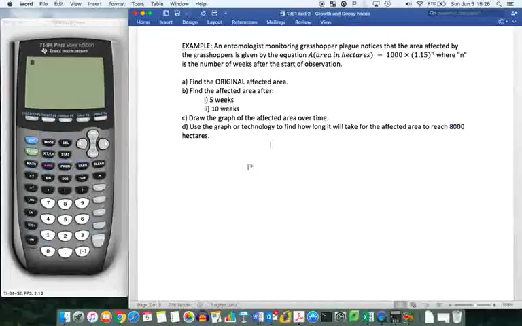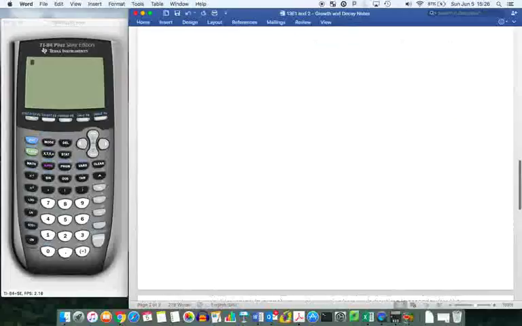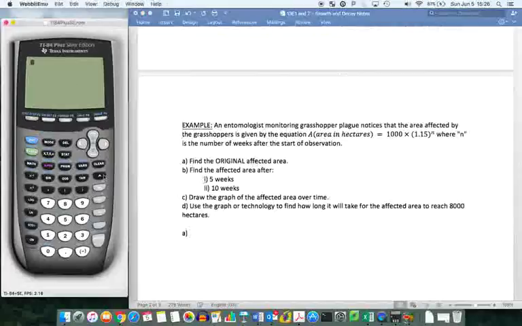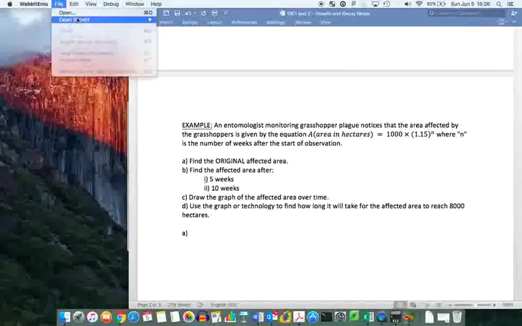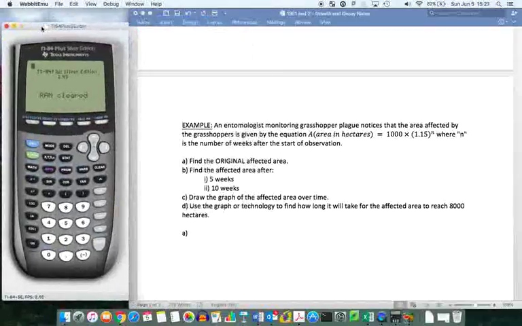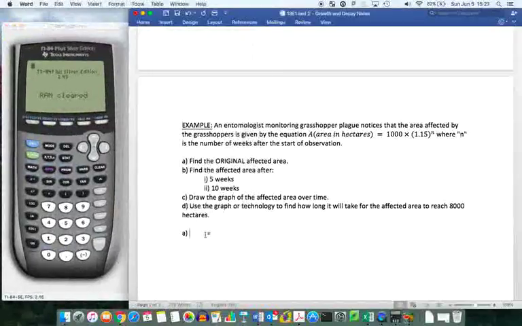Alright, so let's go about answering these. So A, find the original affected area. I don't even need the graphics calculator for this right now. The original affected area is going to be when it's been 0 weeks.